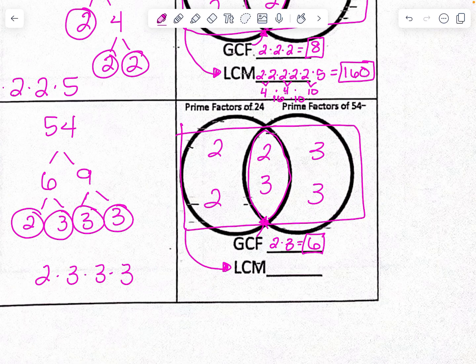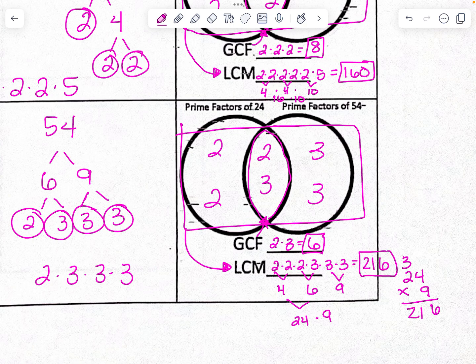Okay, and we're going to multiply everything there. 2 times 2 times 2 times 3 times 3 times 3. Okay, now I've got 4, 6, 9. 4 times 6 is 24. I have to multiply by 9. I'm going to work it out. 9 times 4 is 36. 9 times 2 is 18. 19, 20, 21. So 216 would be the least common multiple. That's the first number we would get to if we made a list of their multiples that they both share.